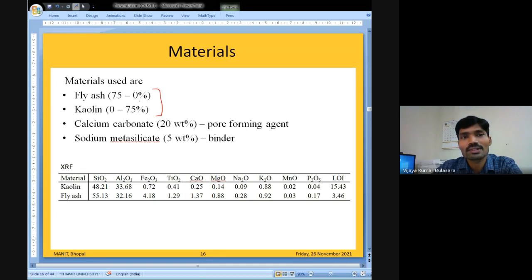If you use fly ash alone, then we are getting large pores, more than 2 micron pore size, and low strength. Whereas if you use kaolin, then we have small pores and high strength. However, we want to find some application for kaolin in value added products like membrane. So we try to mix these two materials, fly ash and kaolin, in different proportions. Fly ash also contains silica and alumina similar to kaolin, but fly ash has a high silica alumina ratio, that is a high content of silica as compared to kaolin.